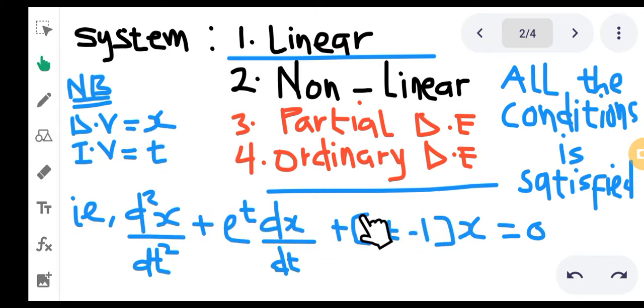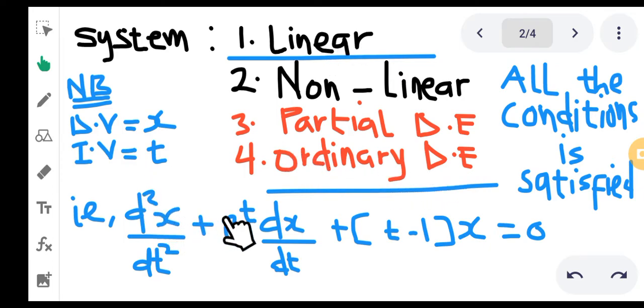This is an example of a system. Here I can say the dependent variable is x and the independent variable is t. d squared x over dt squared plus e to the power t times dx over dt plus (t minus 1) x is equal to 0. So we should know that this system is a linear ordinary differential equation.